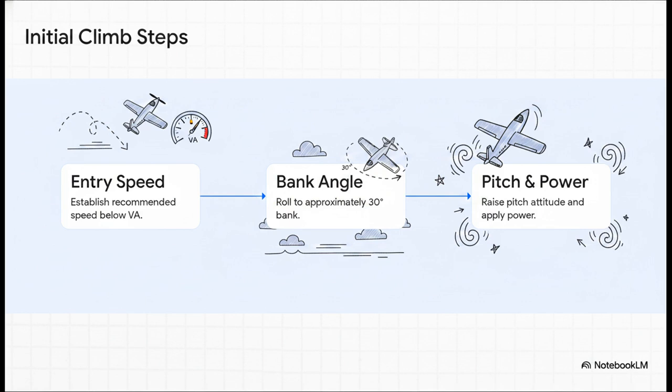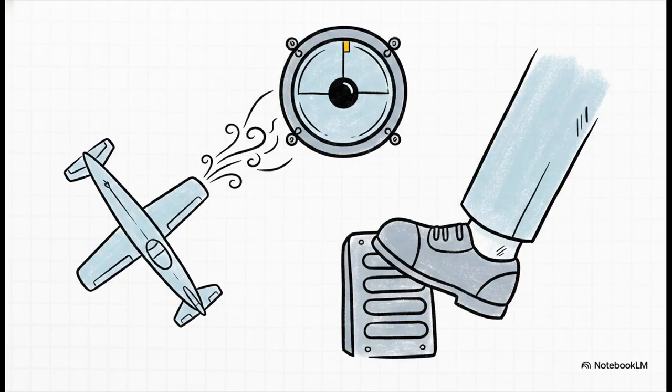Actually, if you're in a low-powered trainer, you might even have to enter a shallow dive just to build up enough speed first. Once you're there, you roll the aircraft into a 30-degree bank. And you've got to cap it at 30 degrees or the plane just won't climb well. Right as that bank is locked in, you pull back on the control column to raise your pitch and smoothly crank it to full or climb power. But as you do this, physics totally fights back.